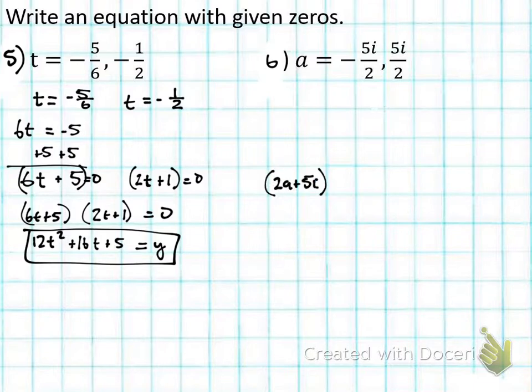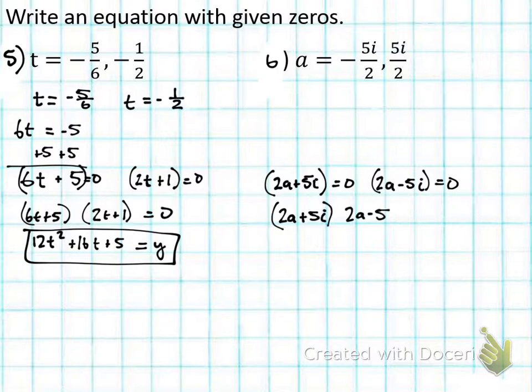Okay, so remember you got 2a plus 5i is equal to 0, and then 2a minus 5i is equal to 0. Raise your hand if you got this part right first. Okay, good. We got 2 binomials now: 2a plus 5i times 2a minus 5i. When I multiply these out, what kind of problem is this? We're squaring the first term, squaring the last term. The signs are different, so what's it called? Difference of squares. This is a difference of squares problem.